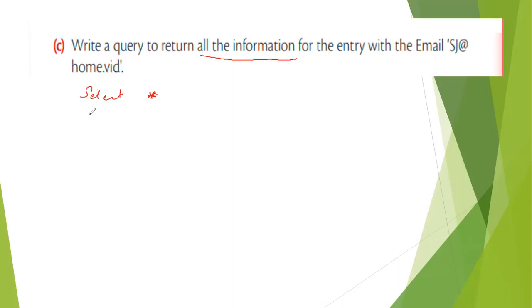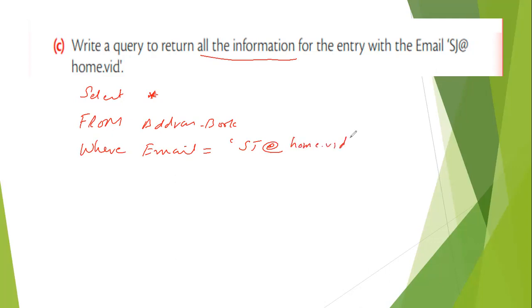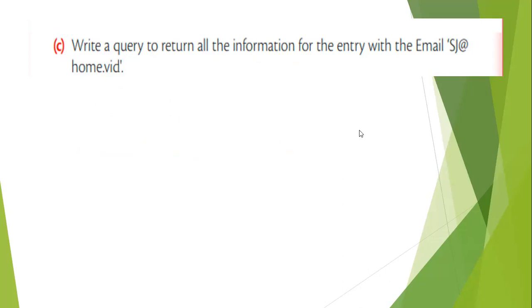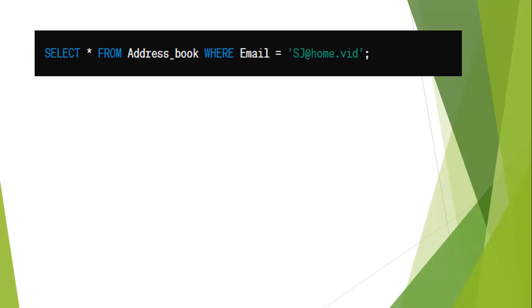Select star, next line from address book, and then where. Where email equals SJ at home dot vid. Okay, you are right. Yeah, return. Here you can see. Now see the next one.